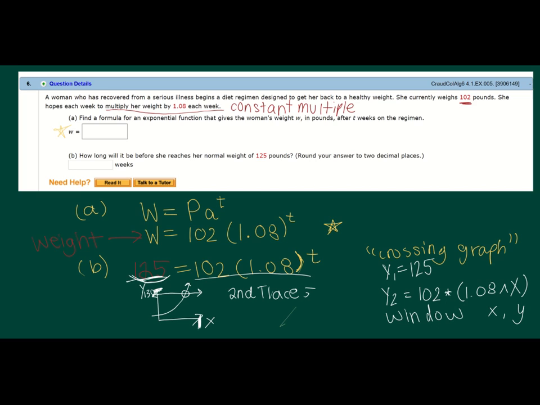Trace option 5 is intersect, and then you'll follow the prompts there. All right, so get some practice with this, and the x-coordinate of the intersection is going to be the number of weeks that she needs to spend on that regimen. Okay, so that will be your answer for this problem.